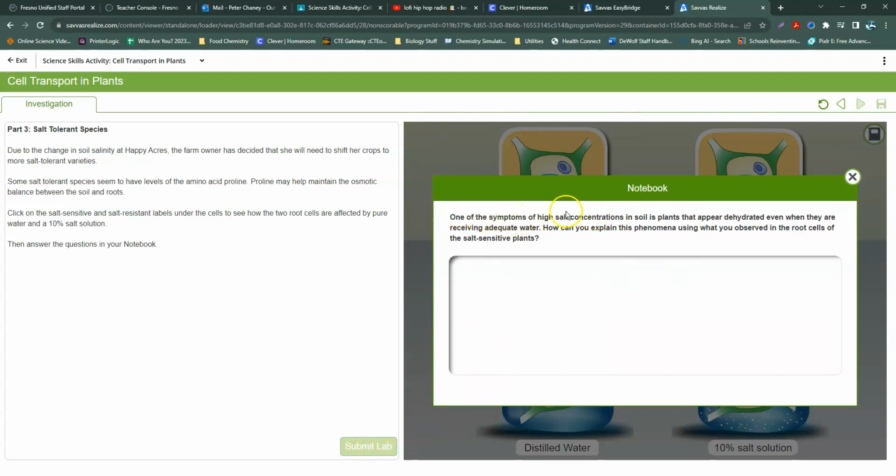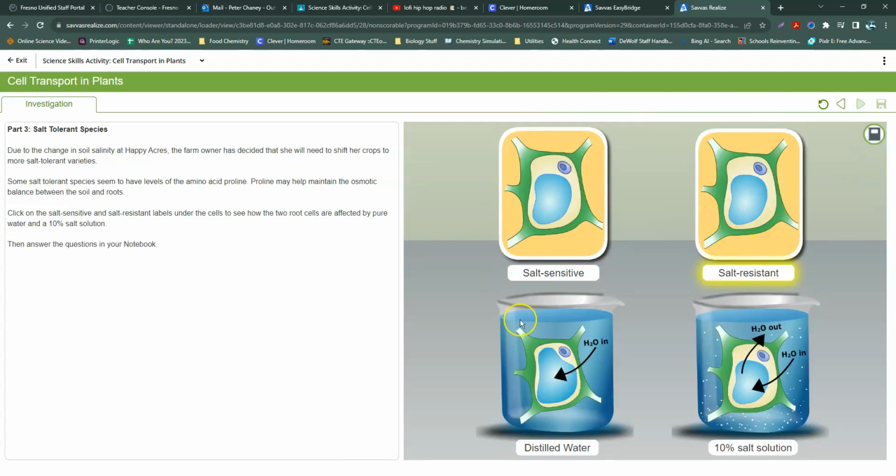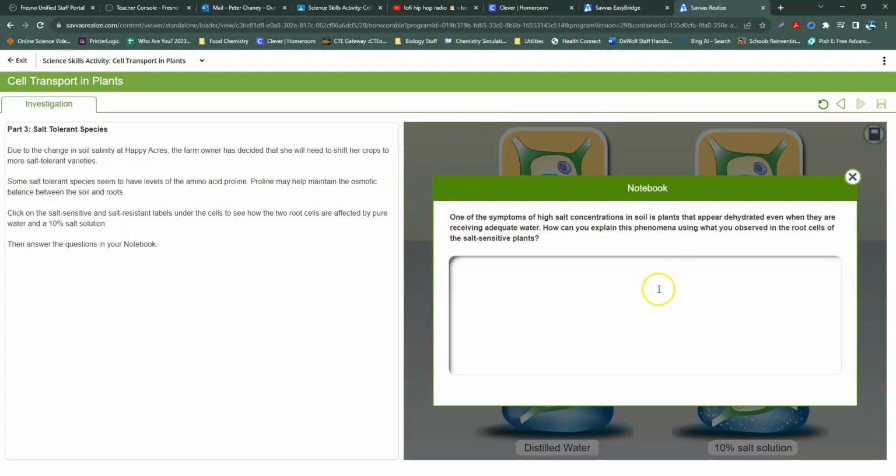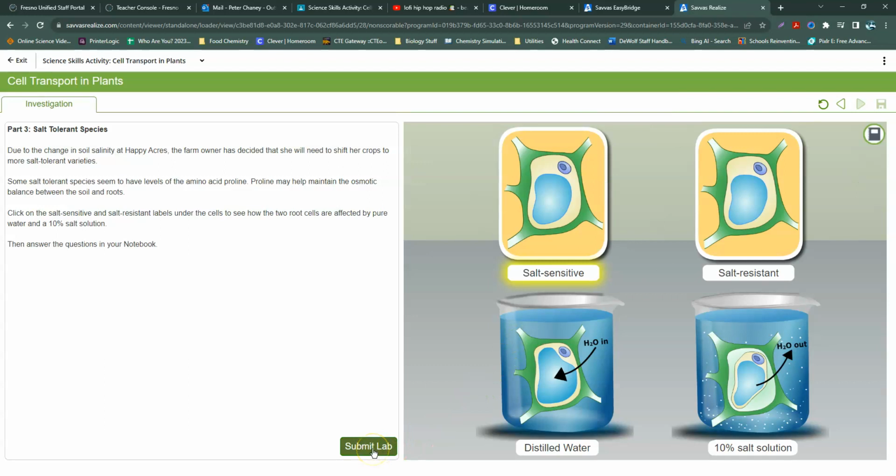So one of the symptoms of high salt concentrations in soil is plants that appear dehydrated even when they are receiving adequate water. So how can you explain this phenomenon using what you observed in the root cells of the salt-sensitive plants? So for salt-sensitive, you want to look at what the reaction is here, and then you'll answer that question. Once you have an answer, you'll have the submit lab, and I will see it in Google Classroom with a score. And that's it. That is the lab for today.